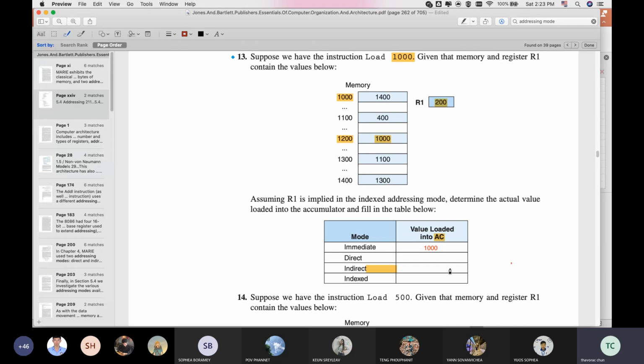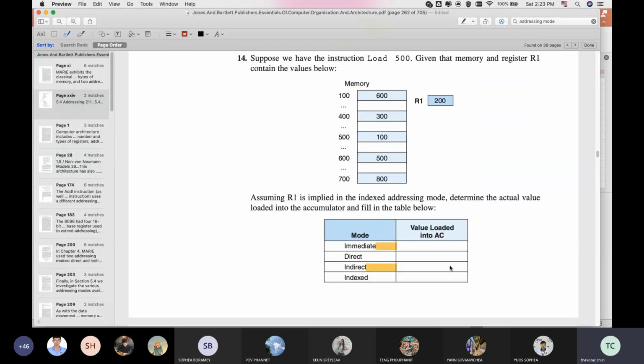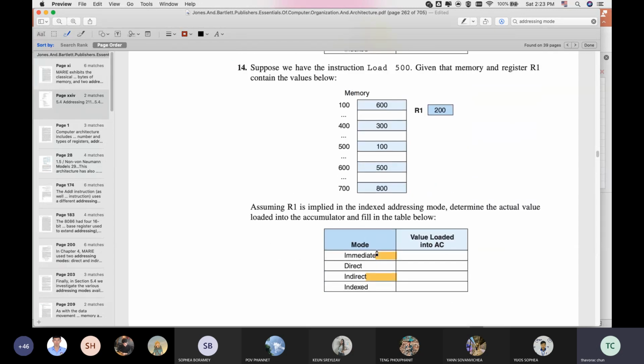All right. It is something for the exercise, so let's do it together. For this case, what is the value? Now exercise number 14 is actually the same as 13. It's just a different number. What is the value here? 500. Yes, because it is immediate and the data is the operand itself.